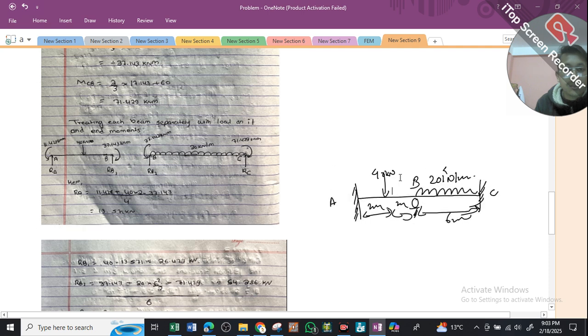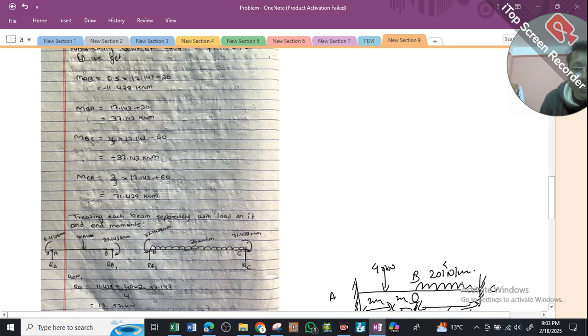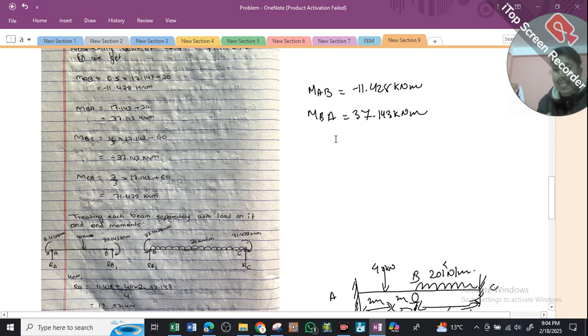Okay, so what we're going to do is divide the sections. Let me write down the values of MAB, MBA and MCB as well. My value of MAB is minus 11.428 kilonewton meter. Similarly, my value of MBA. You don't need to calculate your individual values in your exam. If I have calculated my value of MBA as 37.143, I'll automatically know my value of MBC.